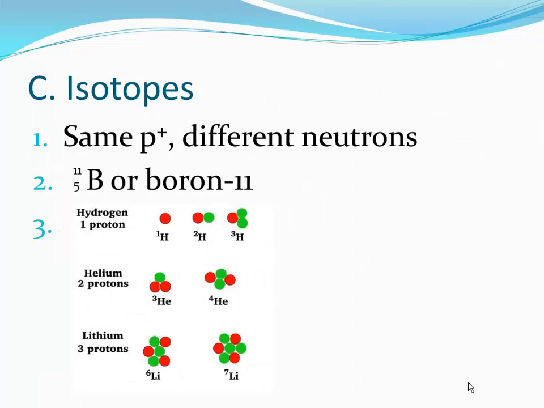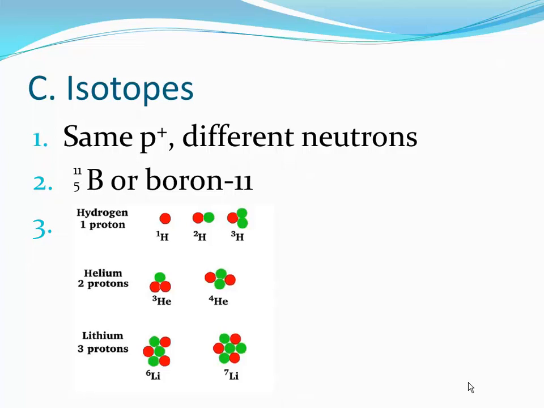Isotopes have the same number of protons but different numbers of neutrons, because they have different masses. There are two ways to write an element. You can write in the stacked formula, 11 over 5 with the symbol B, or boron 11, which also tells me that boron is the element with the mass number of 11.